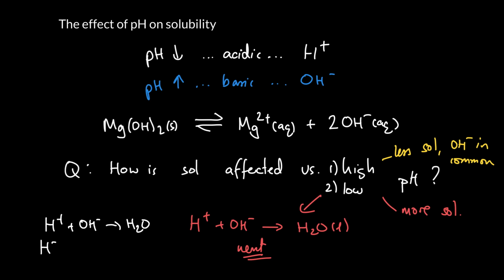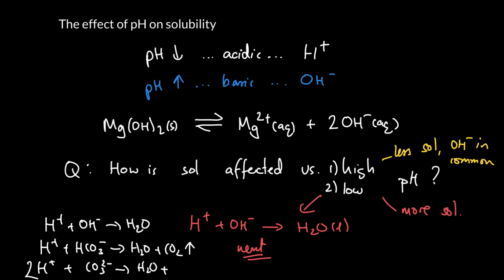The H plus ion will react with bicarbonate. Do you remember what it makes? It makes water and carbon dioxide gas. And of course, the carbon dioxide gas bubbles away, so it can't return to the equilibrium so easily. And if you react it with carbonate, it actually reacts in a 2-to-1 ratio, and it forms the same thing. It forms carbonic acid, which very quickly breaks down to water and CO2.